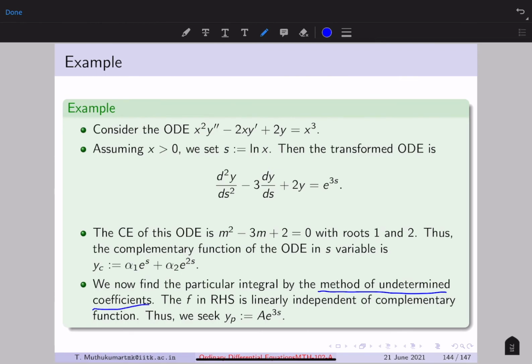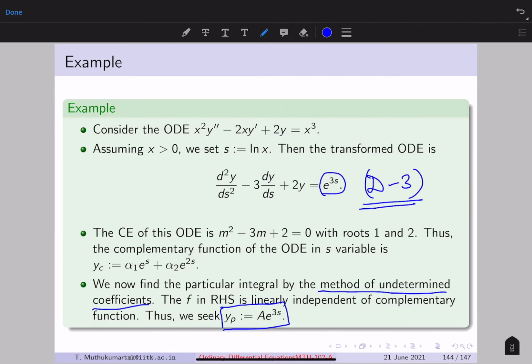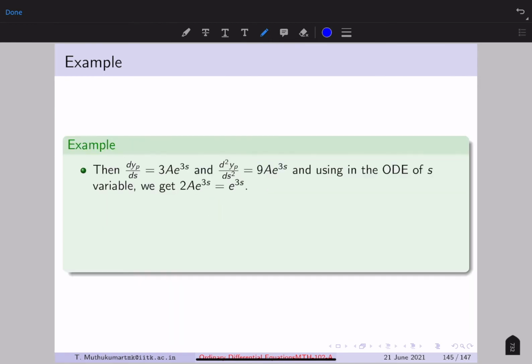Since the right hand side is of the form e power 3s, now you look for a particular integral as a times e power 3s, right? Because for this the annihilator is D minus 3, and the root of that will be 3, so you have a times e power 3s. So use that information. You just have to use this yp in this differential equation, substitute and see what happens. That is how you compute a.